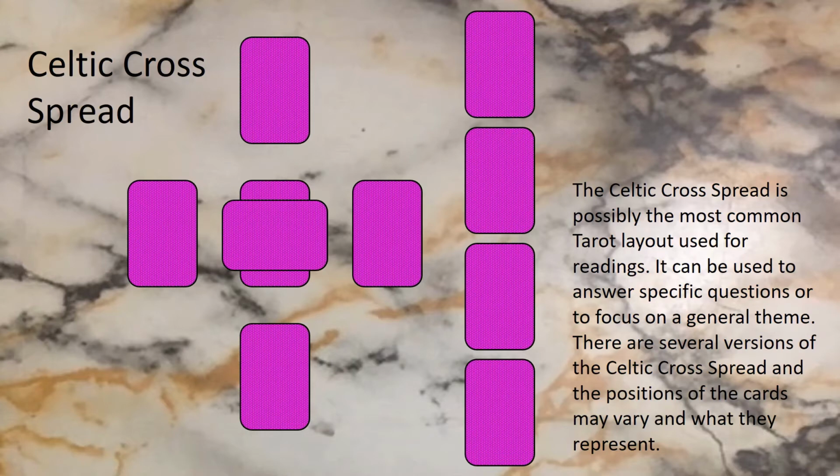This is the Celtic Cross spread. The Celtic Cross spread is probably the most common tarot layout that is used for reading. It can be used to answer a specific question, or if you've got a general theme you want to focus on, you can use it in that sense as well. There are lots of different versions of the Celtic Cross spread, and the position of the cards may vary, what they represent, and even the order in which they're laid out may differ as well. I recommend you have a look at a variety of different Celtic Cross spreads and work out which ones suit you and your practice. This is the spread that I generally use.